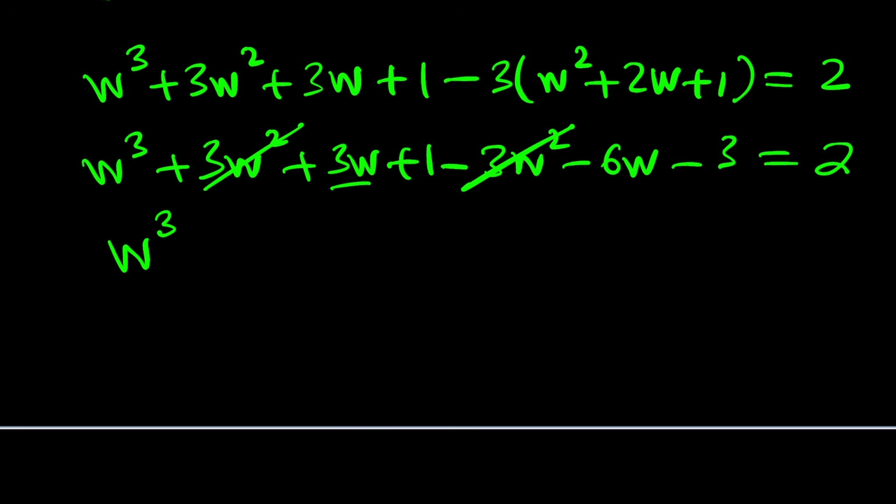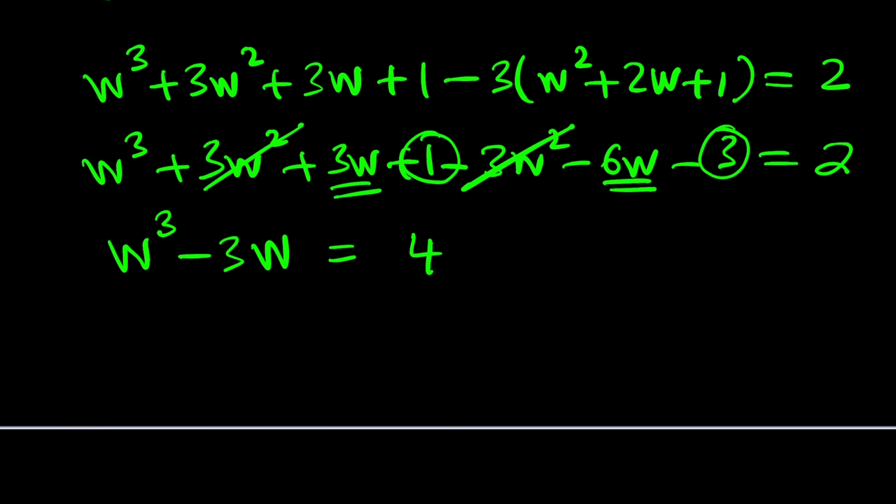W cubed, we have 3 minus 6, that's minus 3w. We have a 1 minus 3, which is a negative 2, and I'll put that on the right-hand side by adding 2 to both sides. This is going to turn into a 4. Great. Well, this is still a cubic equation, so should I just solve it with the cubic formula?